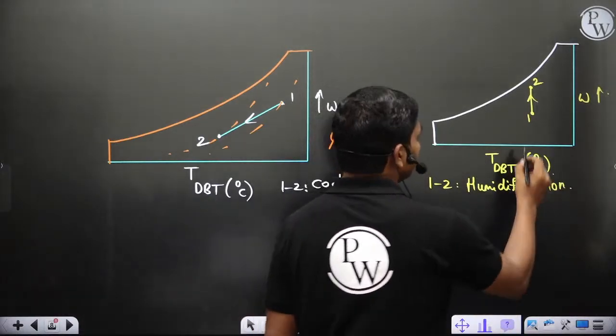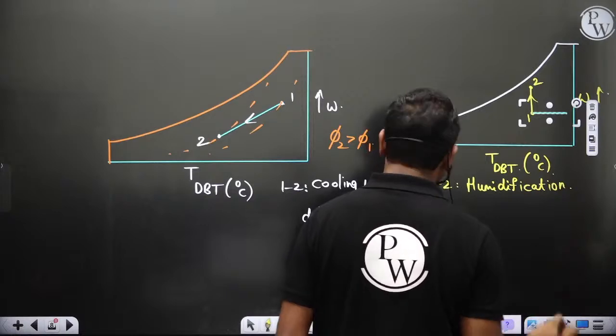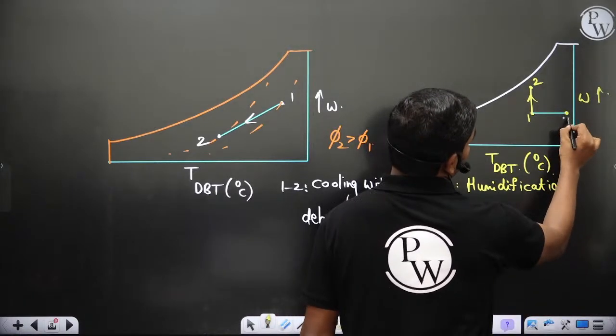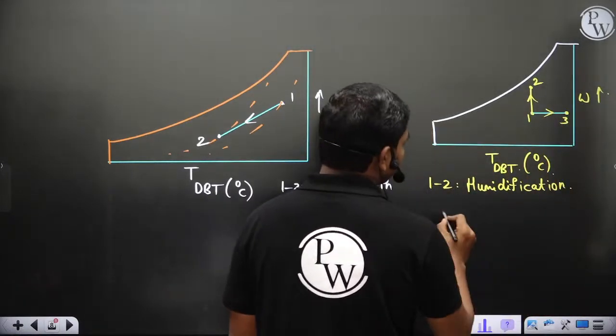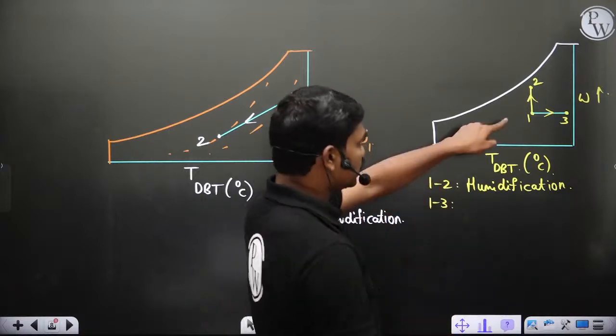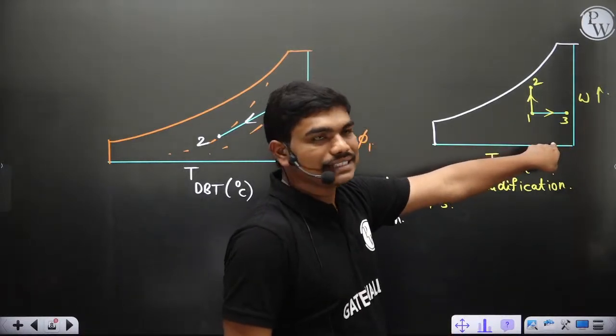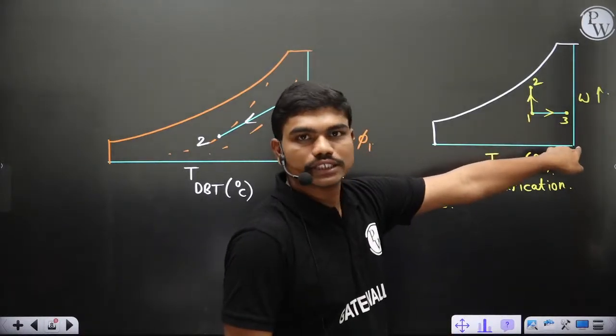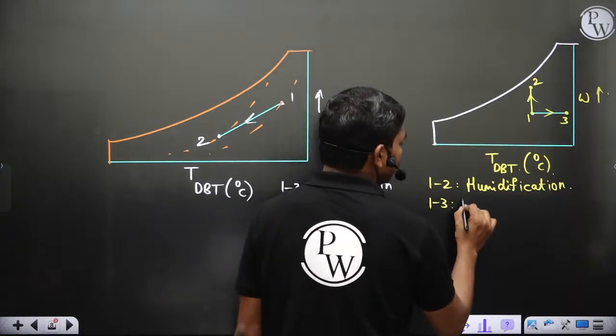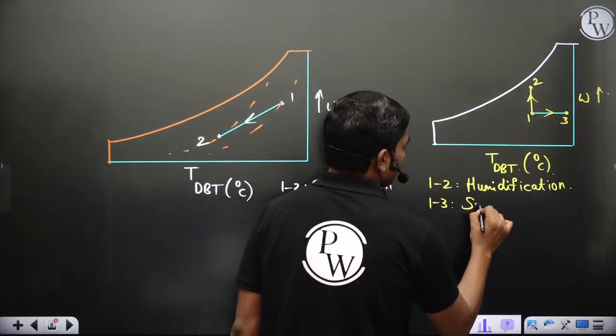Because omega increases with constant temperature, this is pure humidification. Similarly, if I do 1 to 3 something like this, then clearly temperature is increasing, so definitely some heating is happening, and omega is constant, so there is no humidification taking place. So this is sensible heating.